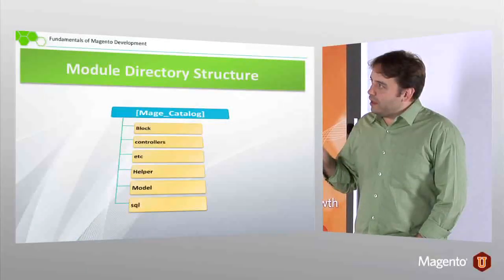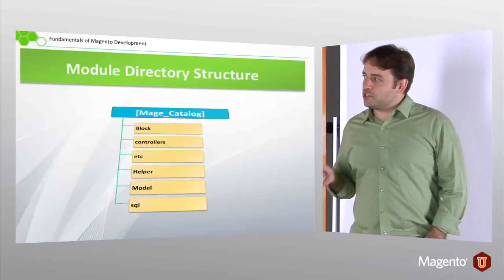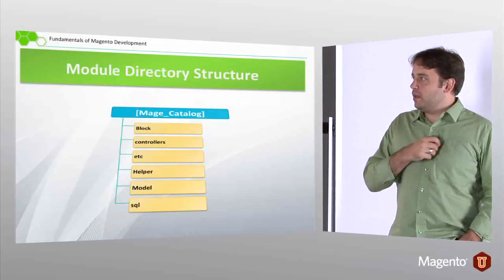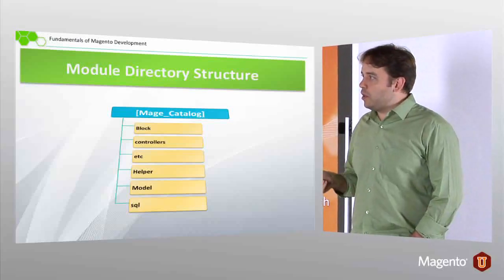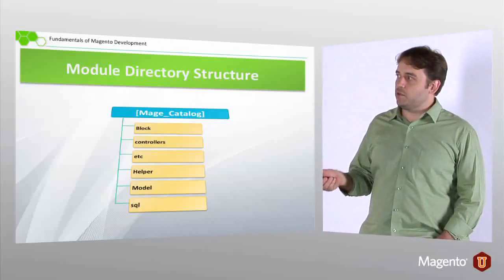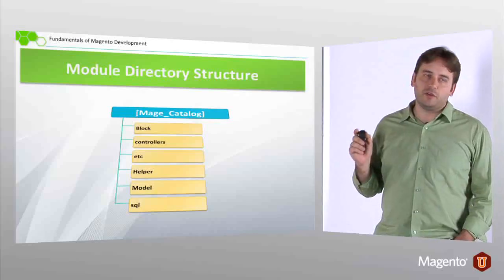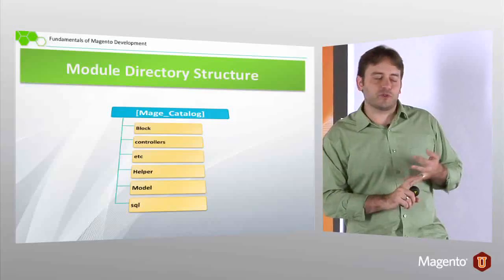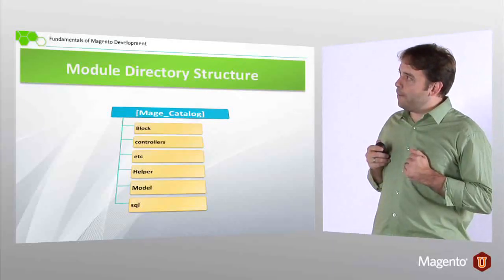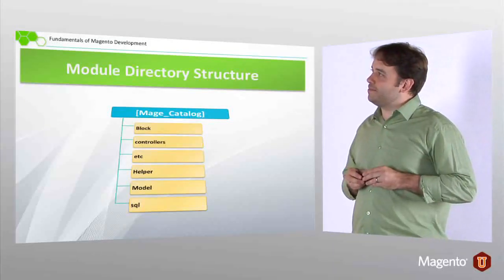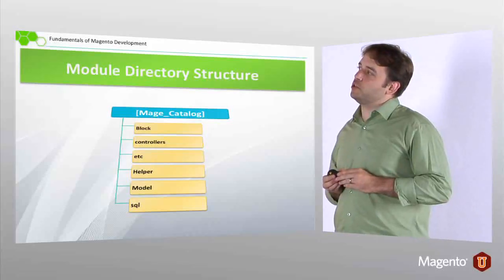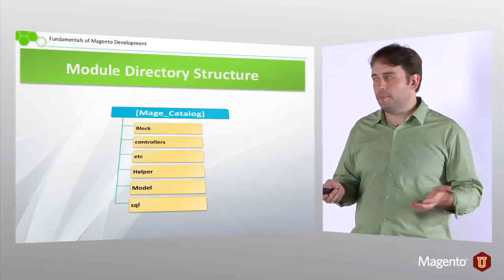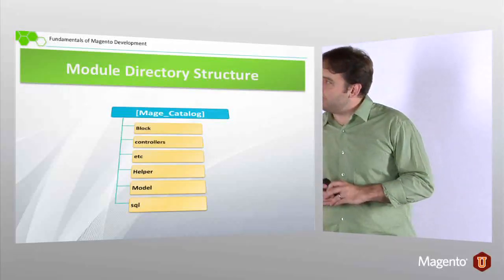When you're configuring your module, you specify a path that will get you to block, helper, and model. It's possible to change these easily in your configuration, but I always recommend that you use block, helper, and model, because that's what Magento does, and that's what other developers will expect. The very simplest module you could have would only contain an etc folder with a configuration file in it, config.xml.